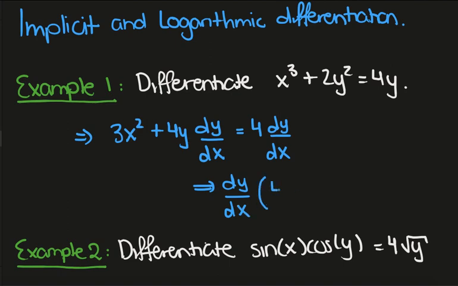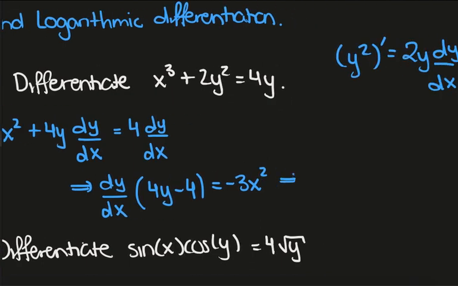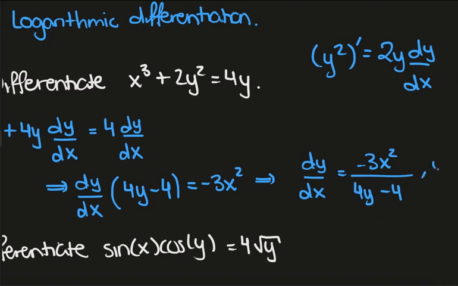I'll end up with a 4y minus 4. If I take this over to here, take this 3x squared over to the other side, I get minus 3x squared. And so what we see is that dy on dx is minus 3x squared divided by 4y minus 4. Obviously for y not equal to 1.